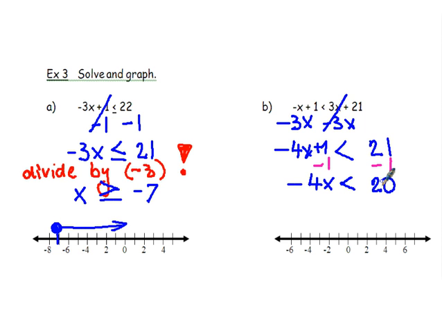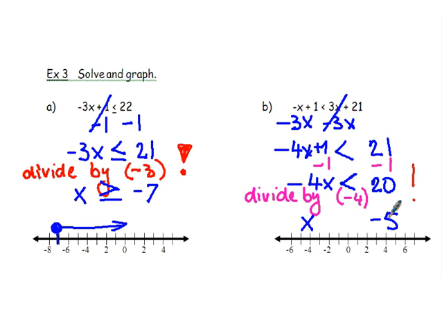And I want to remind you, we are subtracting 1, but that's not multiplication or division, so we keep the symbol the same. Now, I will write it in words again. Divide. We are multiplying by negative 4, so inverse is divide. Divide by negative 4. What do we need to do? We need to flip. Minus 4x divided by minus 4 is only x. On the right-hand side, 20 divided by minus 4 is minus 5.